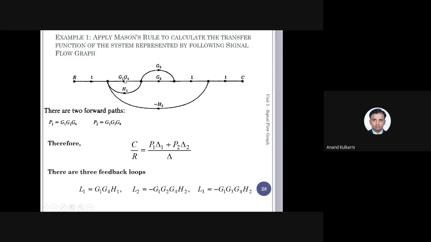Understood this? G1, G4, this part, this forward path, then I'll just traverse this. I'll go here, and then again I come back. What I'll do is, I'll just show you. One minute.